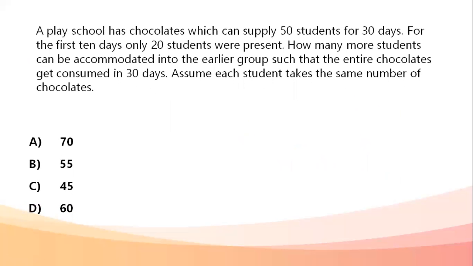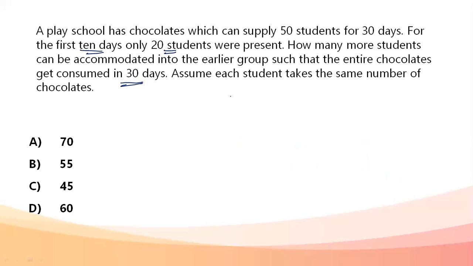Next, a play school has chocolates which can supply 50 students for 30 days. For the first 10 days, only 20 students were present. How many more students can be accommodated into the earlier group such that the entire chocolates get consumed within 30 days? Assume each student takes the same number of chocolates.